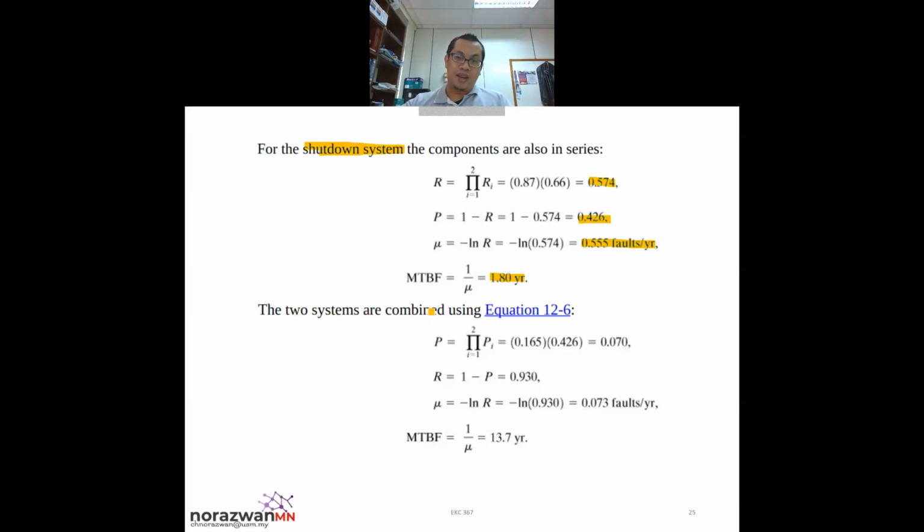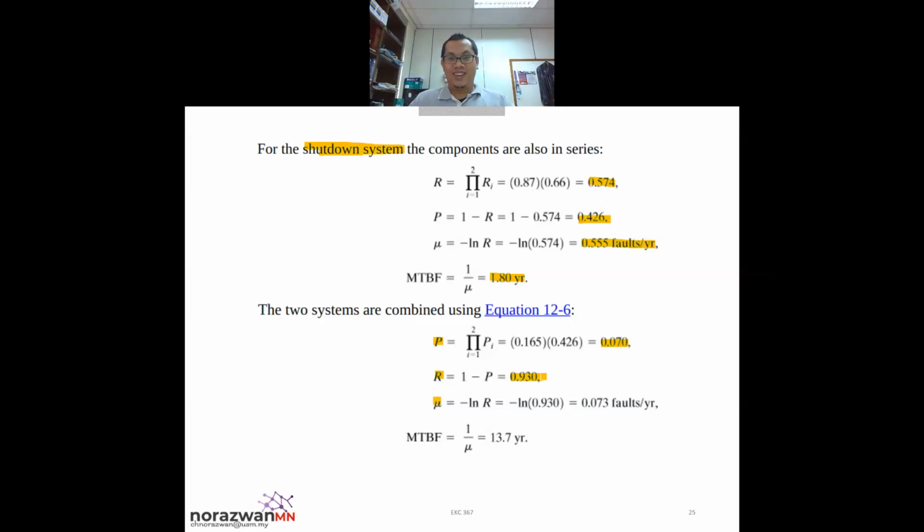Then when the two systems are combined, remember, it is parallel. You need to multiply all the probabilities for that system, from 0.46 and also 0.165. So your probability is 0.07 and your R is 0.93.